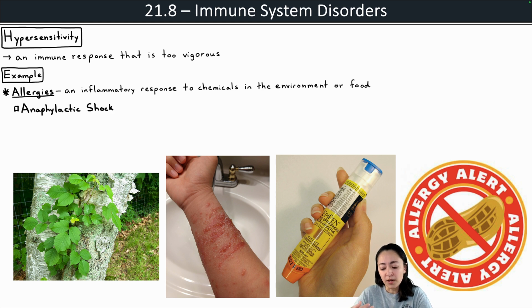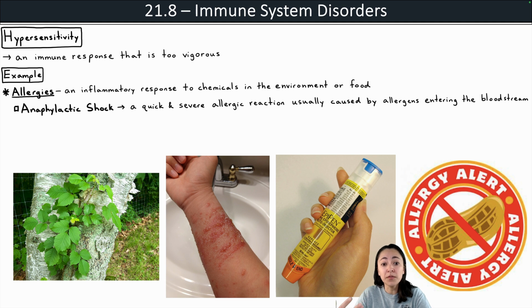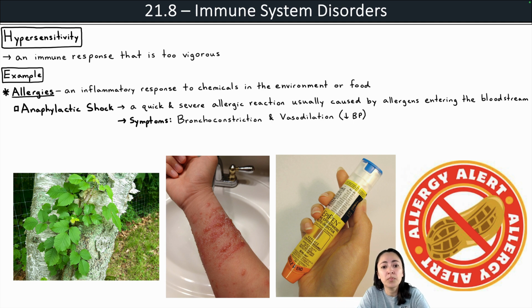If those antigens or chemicals come in contact with your blood, that can lead to anaphylactic shock. This is a quick and severe allergic reaction, usually caused by allergens entering the bloodstream. An example of this could be exposure to peanuts. Once you start ingesting the peanuts, the chemicals within the food for some people can lead to anaphylactic shock. The symptoms of this can include bronchoconstriction, so your airways start to close up, and vasodilation, where your blood vessels start to dilate. That causes a lowering of your blood pressure.